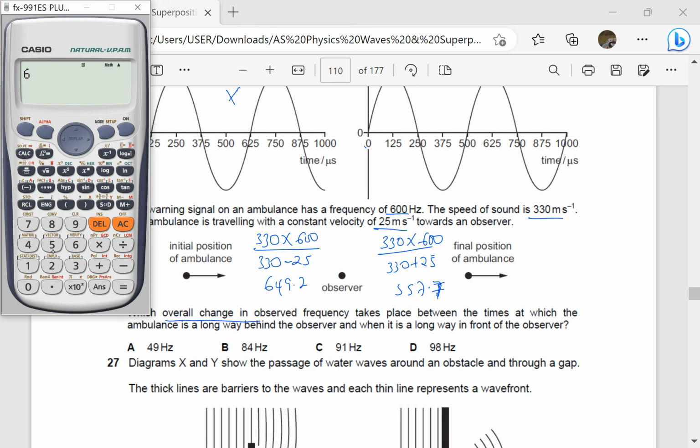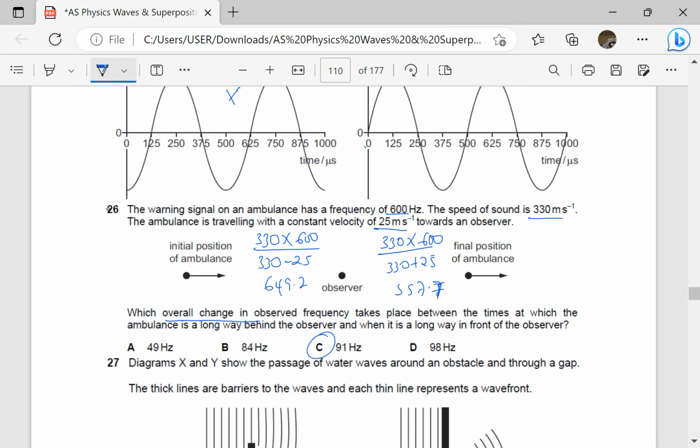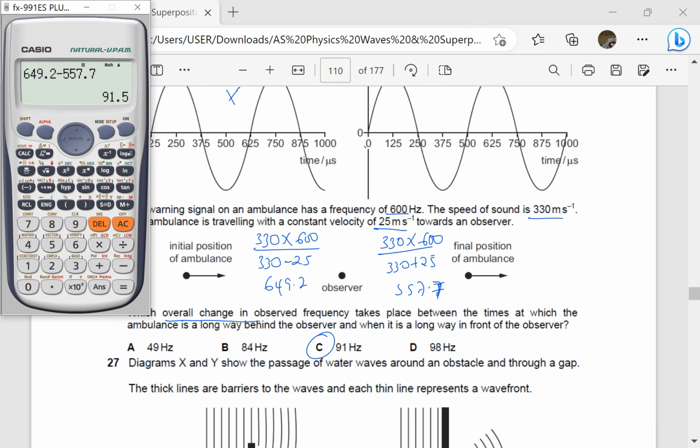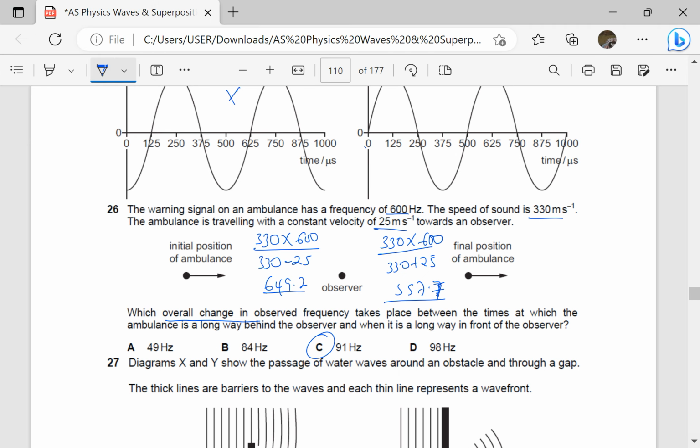So 649.2 minus 557.7, which gives us 91.5, or approximately 91. So because of rounding off, that's why it is giving us 91.5, but it is approximately going to be 91 if we don't round off.